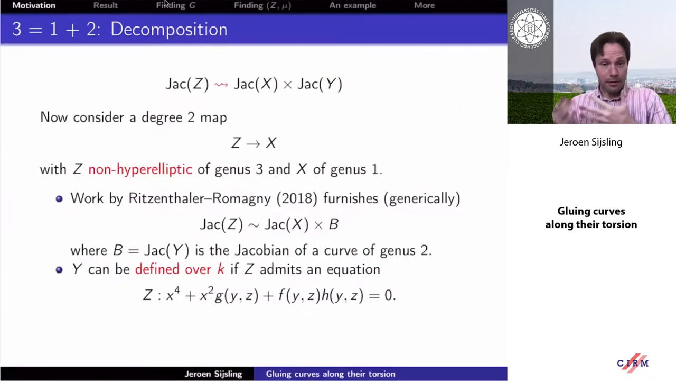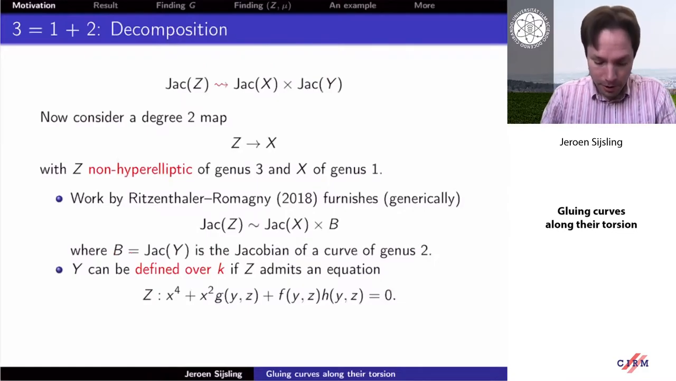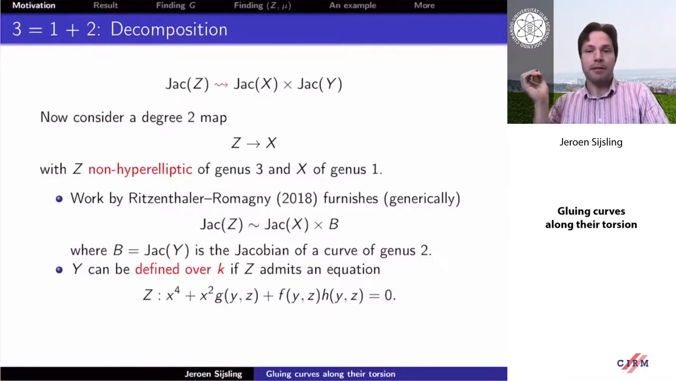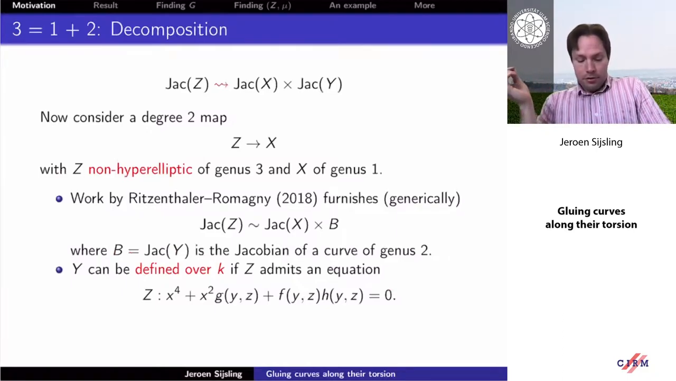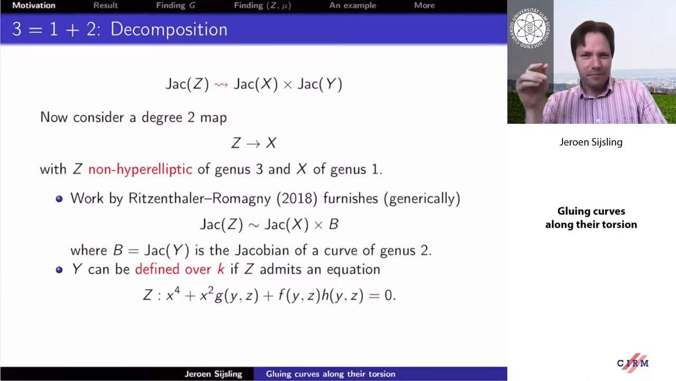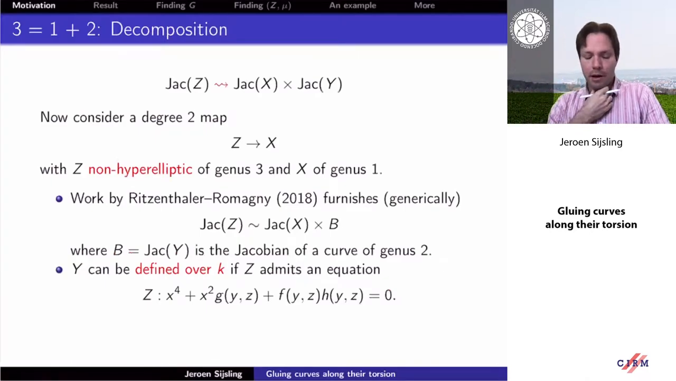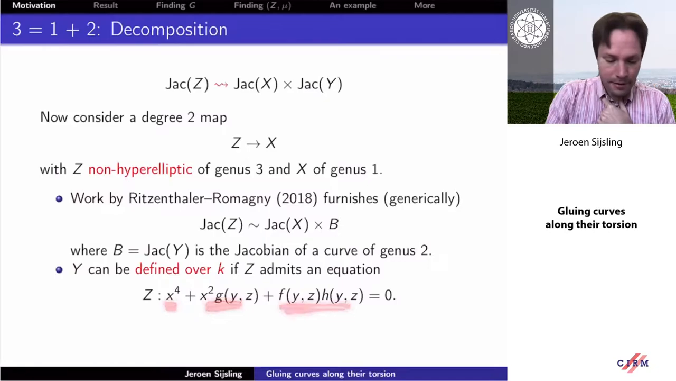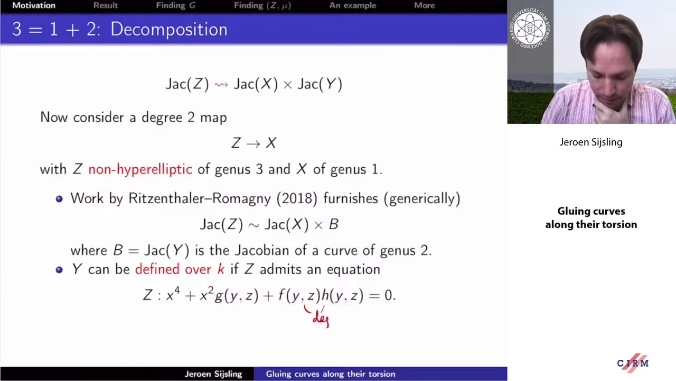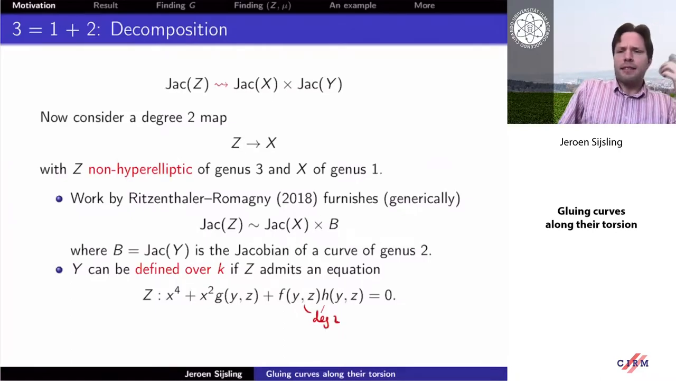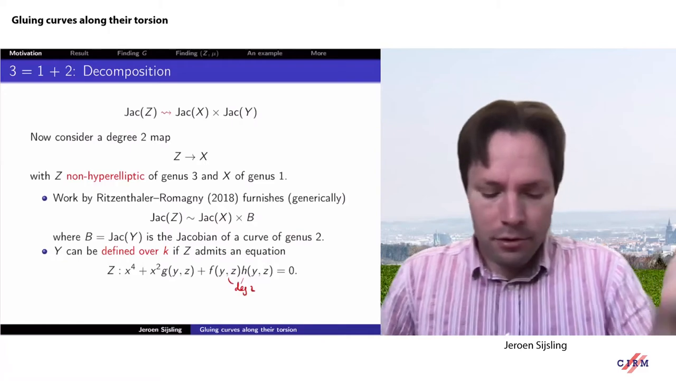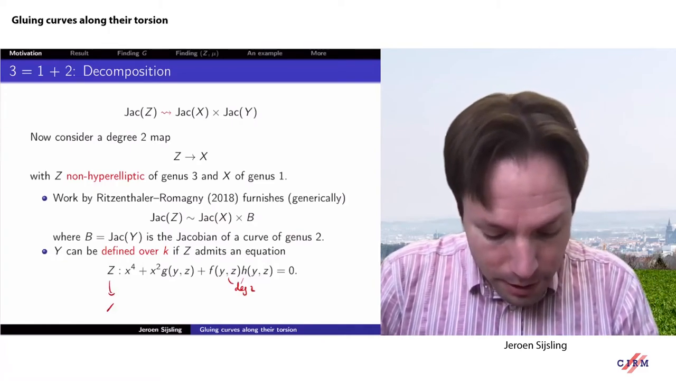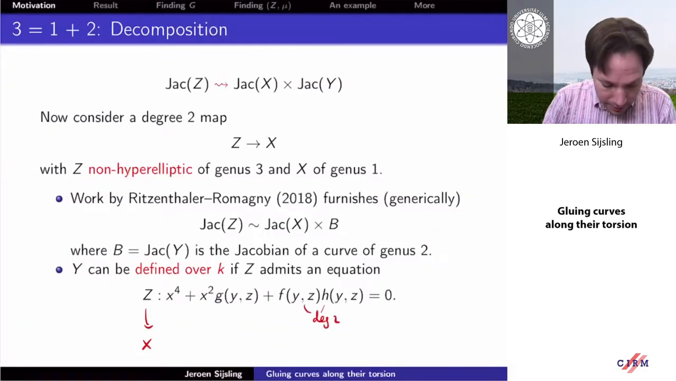Yes. So it turns out that by this work, by Christophe and Mathieu, you can describe the complement. The complement is the Jacobian of a curve of genus 2 that you can write down explicitly. Just the small subtlety, it may only happen over K bar in general, but it will be defined over K if, over the ground field K, Z admits an equation of this form, where these F and H are degree 2. And in that case, I can also tell you very concretely what this map to X looks like. Probably you can guess it already. The map to X is nothing but quotienting out the involution. That is to say, you now get a curve in weighted projective (2,1,1) space.